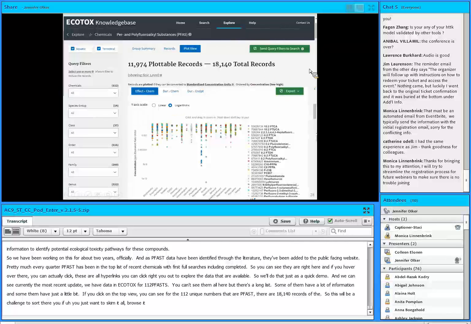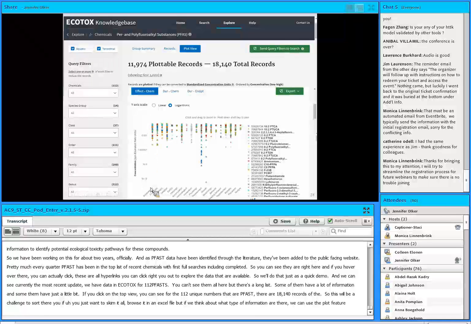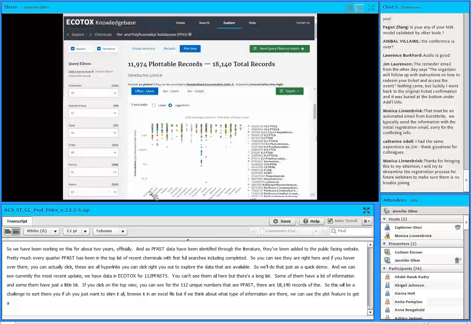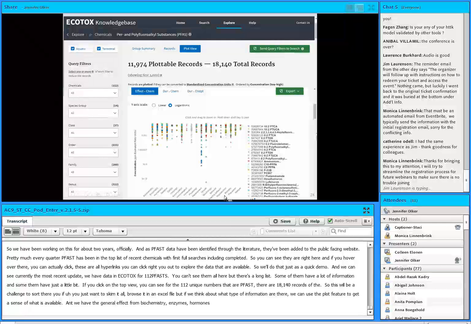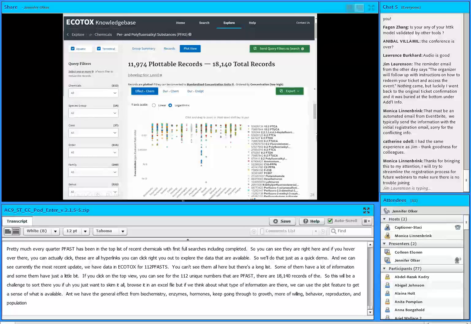But if we think about what type of information is there, we can use the plot feature in the Explorer to get a sense of what information is available. Here we have on the y-axis the concentration of exposure in a standardized parts per million, and on the x-axis we have the general effect type that was measured in the studies, from biochemistry, enzyme, hormones, you keep going through to growth, morphology, behavior, reproduction, mortality, and population. So there's a wide variety of different types of effects that have been measured across a range of concentrations for these 112 PFAS compounds in the literature.